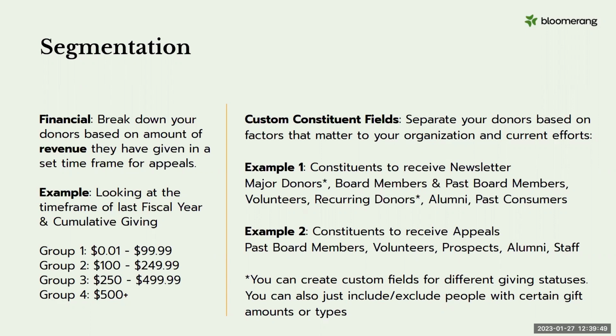On the custom field side, you can separate your donors based on factors that matter to your organization and current efforts. For example, number one segment could be, these are constituents who are going to receive my newsletters: major donors, board members, volunteers, recurring donors, alumni, versus constituents who are going to receive the appeals: past board members, volunteers, prospect, alumni. And you could have an overlap there, depending on what you're wanting to do. Make sure that it is planned for and that is a deliberate effort on your part.